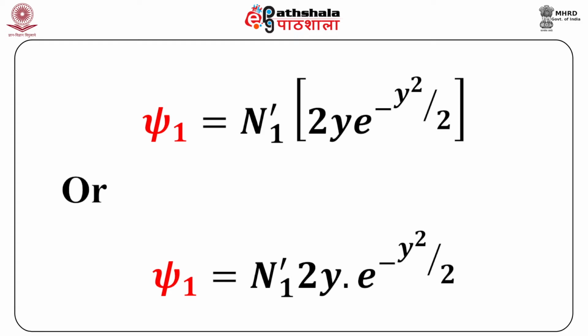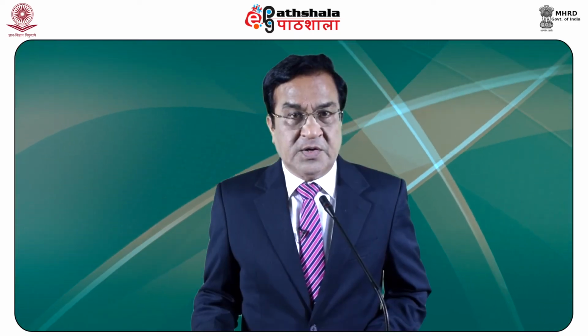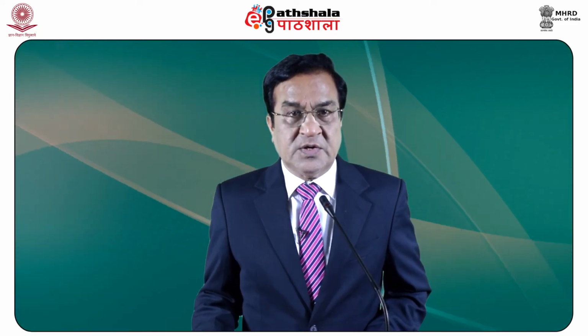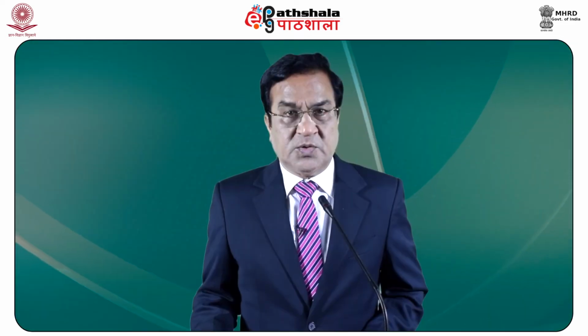So this is the expression for the first excited state, which is for v equal to 1. That is, psi 1 is equal to N1 prime 2y e to the power minus y square by 2. If you remember, the expression for psi 0 was psi 0 is equal to N0 into 1 e to the power minus y square by 2. So in this way we have been able to get these two wave functions.